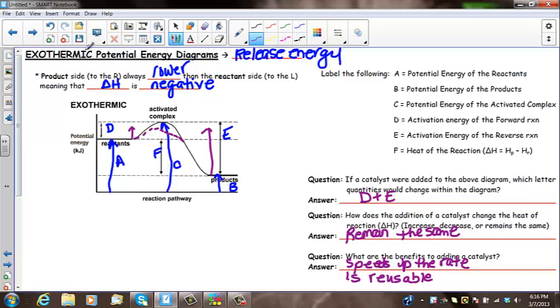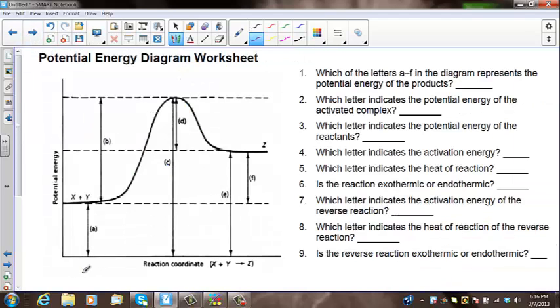Okay. Now the next two pages you do not have in your notes. We are just going to use these to review. So as I go through the questions, you should be trying to find the answers, and I will pause a moment to give you a minute to think. Which of the letters A through F, so here's A, here's B, I'm going to underline them, A, B, C, D, E, and F. Which of the letters A through F in the diagram represents the potential energy of the products? Potential energy of the products.